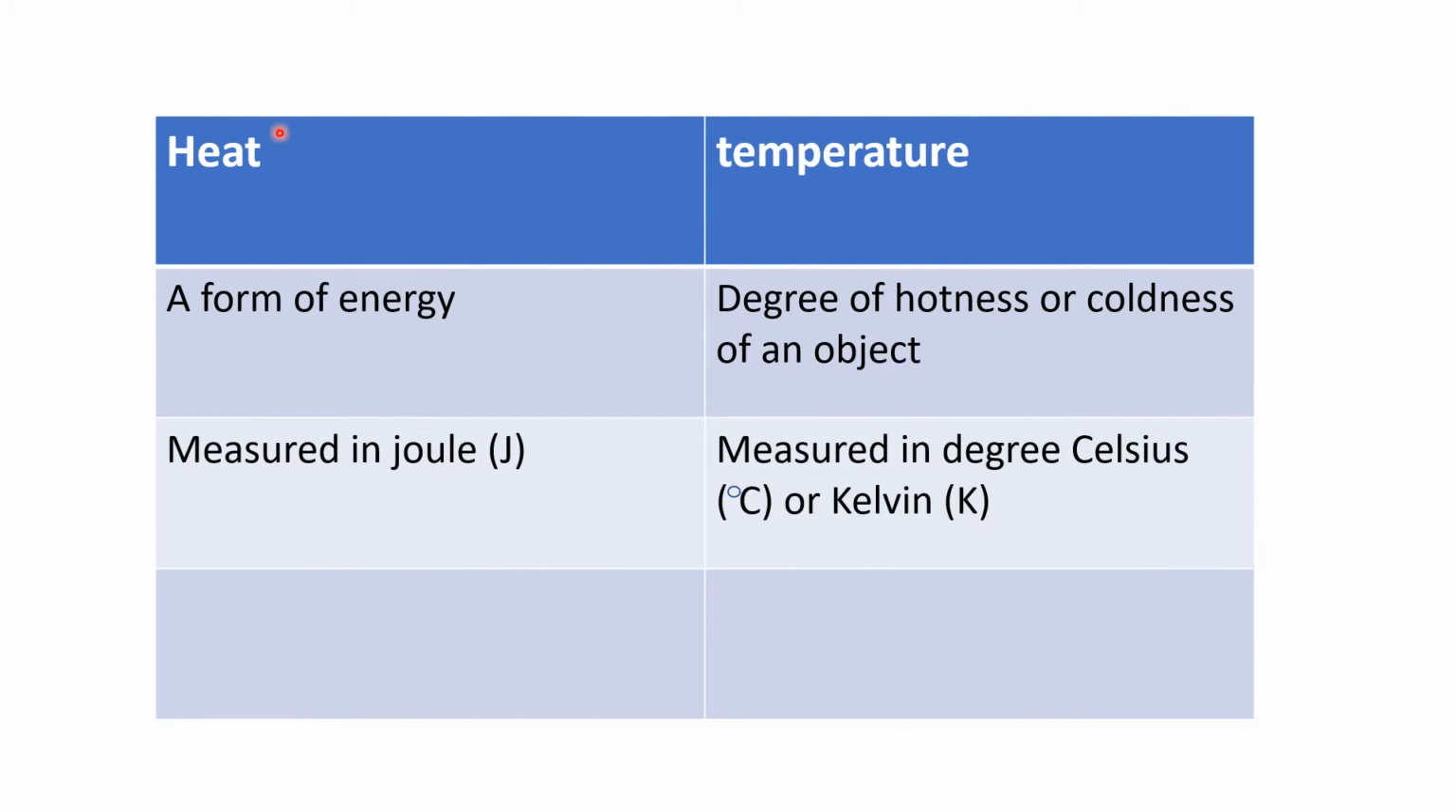Let's learn about the differences between heat and temperature. Heat is a form of energy, while temperature is a measure of degree of hotness or coldness of an object. The second difference is the unit of heat and temperature. Heat is measured in joule. Usually we will write it in capital J, while temperature is measured in degrees Celsius or Kelvin. Degrees Celsius is more common in your syllabus.